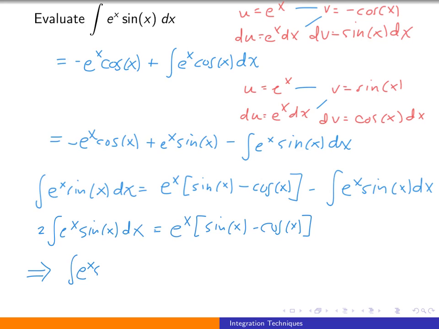So the integral of e to the x sine x is equal to 1/2 e to the x times sine minus cosine. And since this is an indefinite integral, we need to add on a plus c. So this is maybe a new technique that we've seen here. Once we've applied the integration by parts twice, we ended up subtracting away that original integral. So that allowed us to algebraically isolate and determine the value of the integral accordingly.